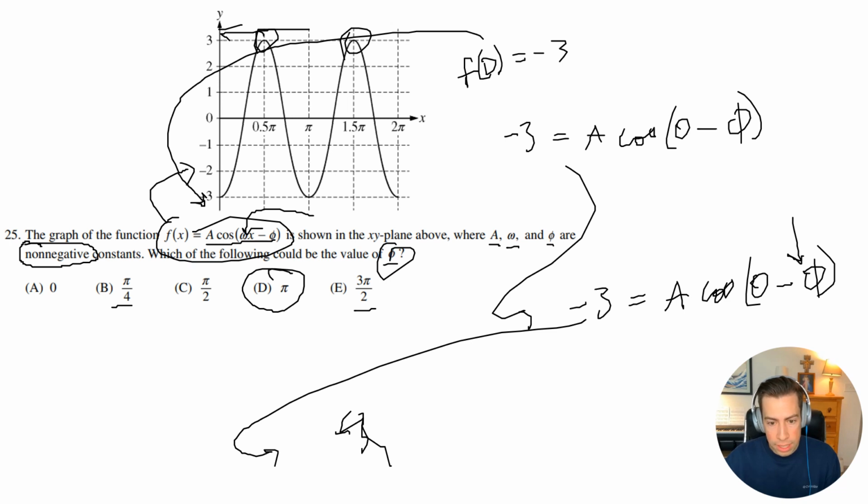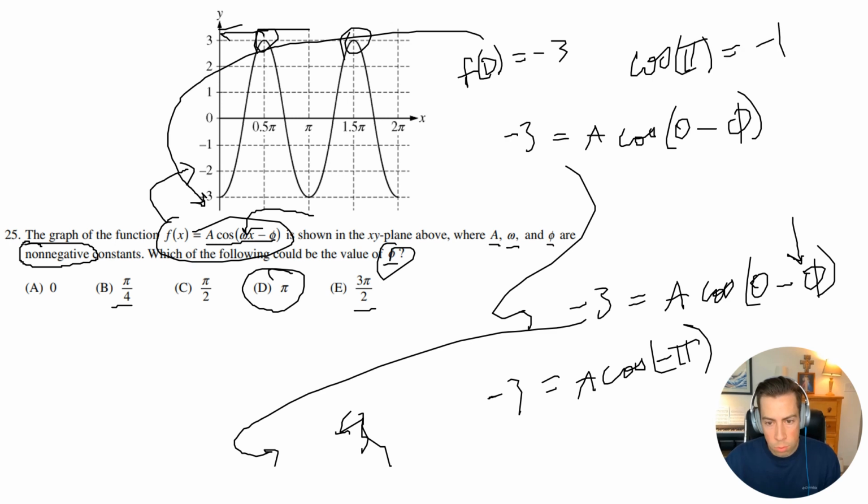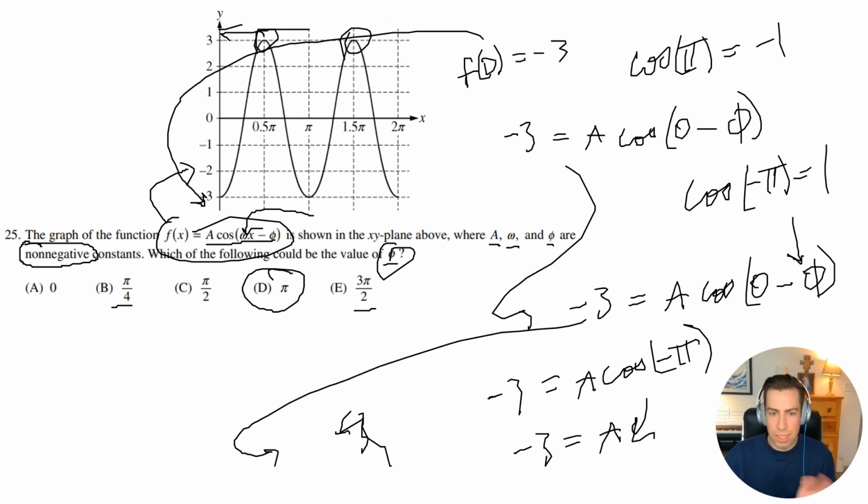And if we plug that in, I will then get -3 equals a cosine of -pi. Normally, cosine of pi equals -1, but cosine of -pi is going to equal 1. So now I have -3 equals a, and so now I have my a value. Again, you didn't need to know that, but just something to keep in mind.